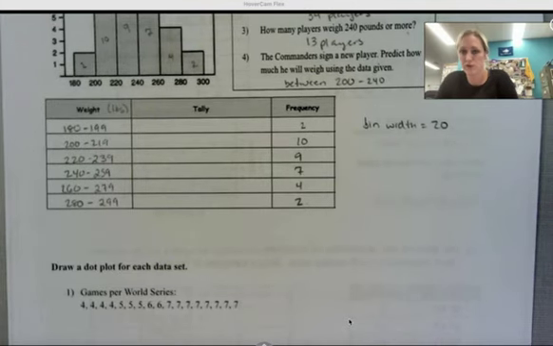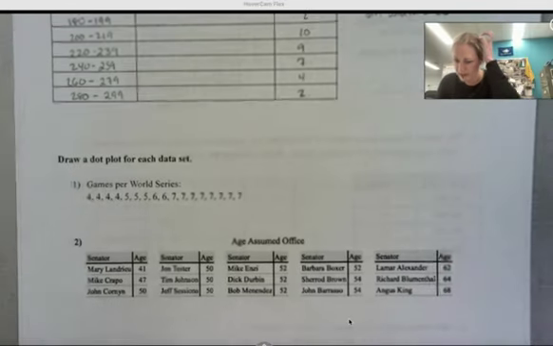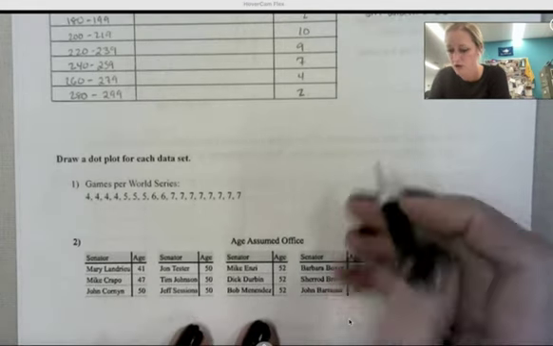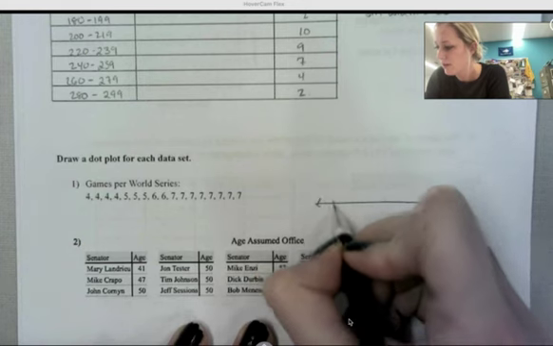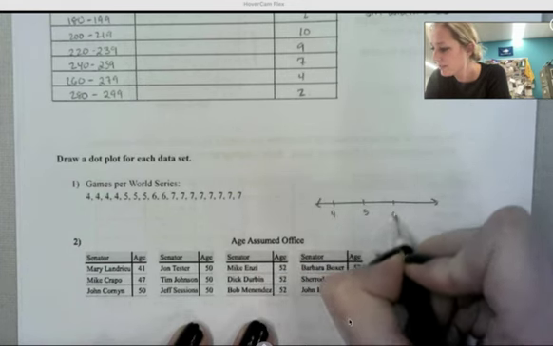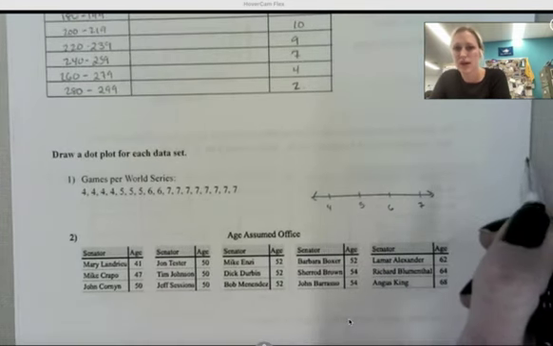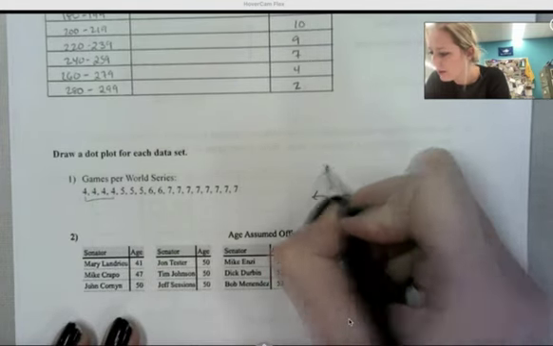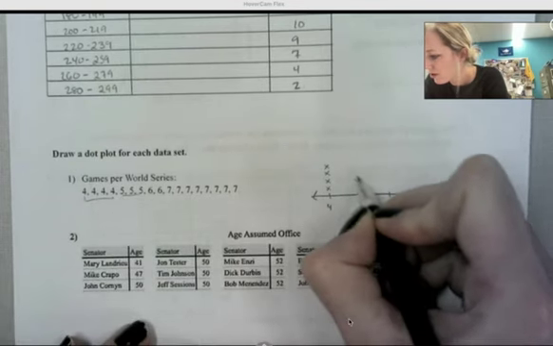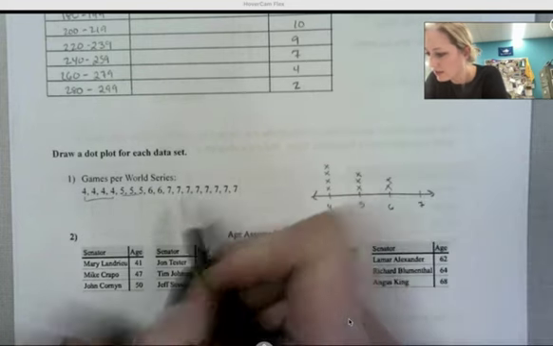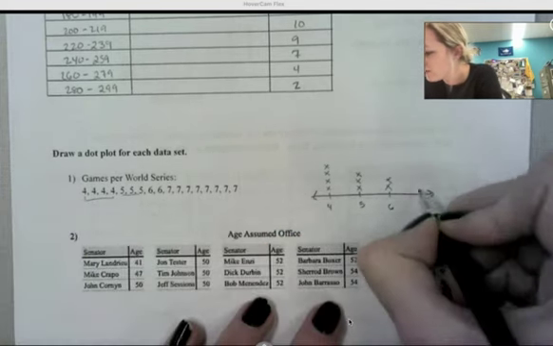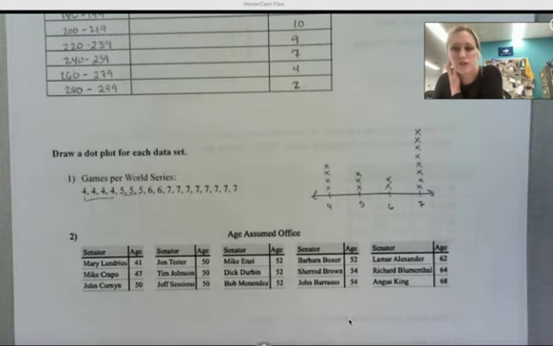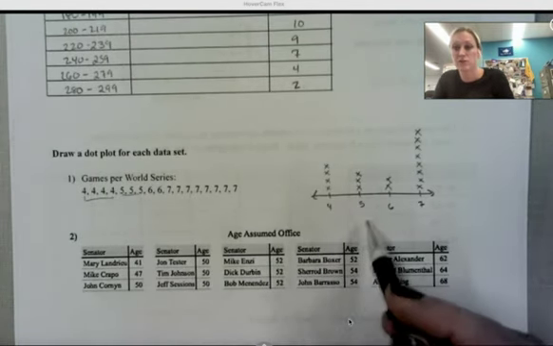Next, we're going to look at a dot plot. A dot plot also represents frequency, how often something is occurring. We have games per World Series. There's a bunch of different ones. Notice my different numbers, 4, 5, and 6. What I'm going to do is draw a number line of sorts. We got 4, 5, 6, and 7 as our values, and we're just going to put an X for how many times they occur. There's 4 4s, so I'm going to put 1, 2, 3, 4. There's 3 5s, 2 6s, and lots of 7s. 1, 2, 3, 4, 5, 6, 7, 8. So this is a dot plot. It's again representing how often something occurs. It's just another way to represent this data.